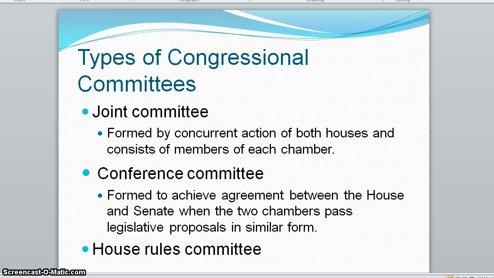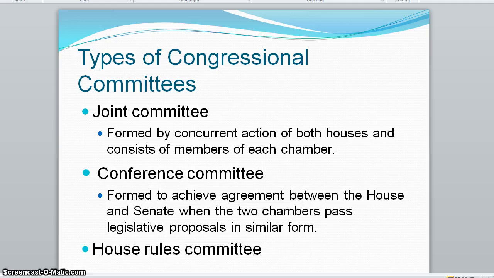Another type, joint committees. Committees containing members of each chamber working concurrently on a particular task are called joint committees. Special joint committees that convene to agree on the exact wording of legislation when separate proposals have been passed are called conference committees.